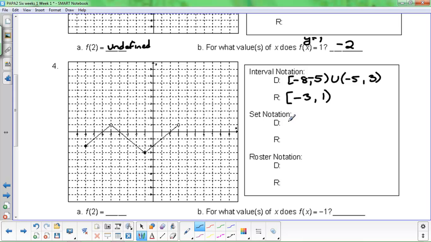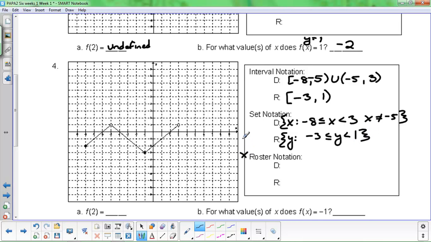Your set notation: please denote X for your domain, and then we'll use our inequalities to create our domain and range. -8 is less than or equal to X, which is less than 3. And please recall that X cannot equal -5. Y: we will do the same, -3 less than or equal to Y, which is less than 1.